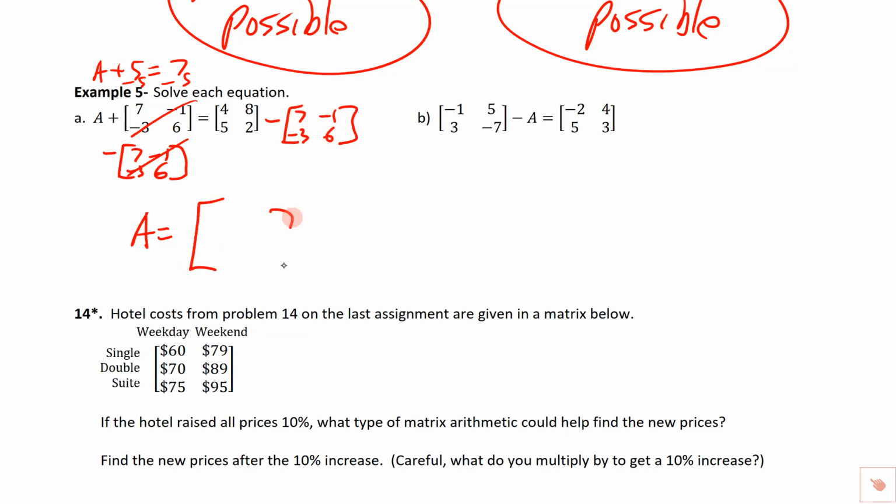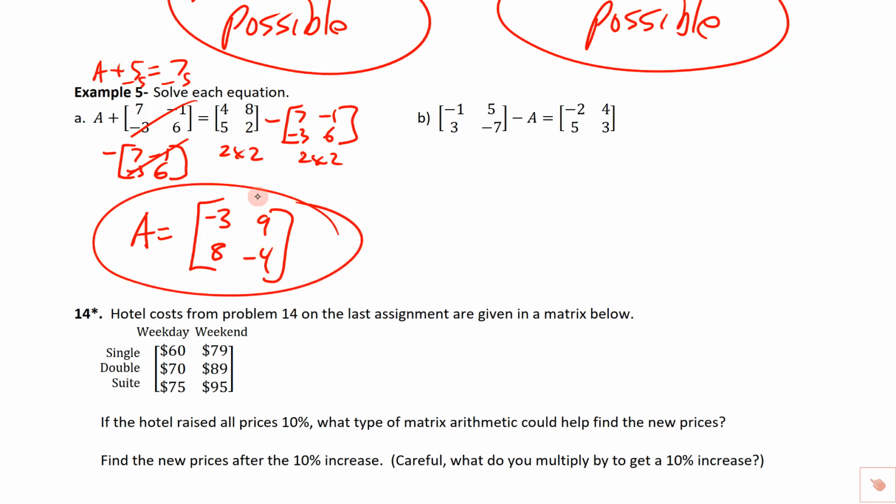So here's what we end up with. Remember, this is a 2 by 2, and this is a 2 by 2. So we get a 2 by 2, and let's check and see what we've got. We've got 4 minus 7, so that's going to be a -3. We've got 8 minus a -1, so that's going to be a +1, so that's going to be a 9. 5 minus a -3, so that's going to be a +3, so that would give us 8. And then 2 minus 6, that's going to give us -4. That right there is the answer.